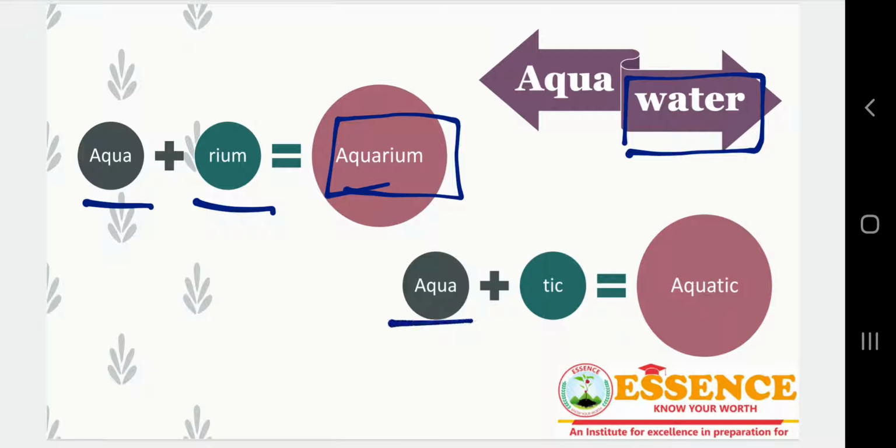Similarly, aqua plus tic gives us the word aquatic. What does aquatic mean? Anything to do with life in water, anything to do with something in water, right? So that is called aquatic environment. The environment of the water itself is called aquatic. So aqua is water and tic is within it. Anything within water is called aquatic. Anything which lives in water, anything which is inside water for most part of its life is called aquatic, right?